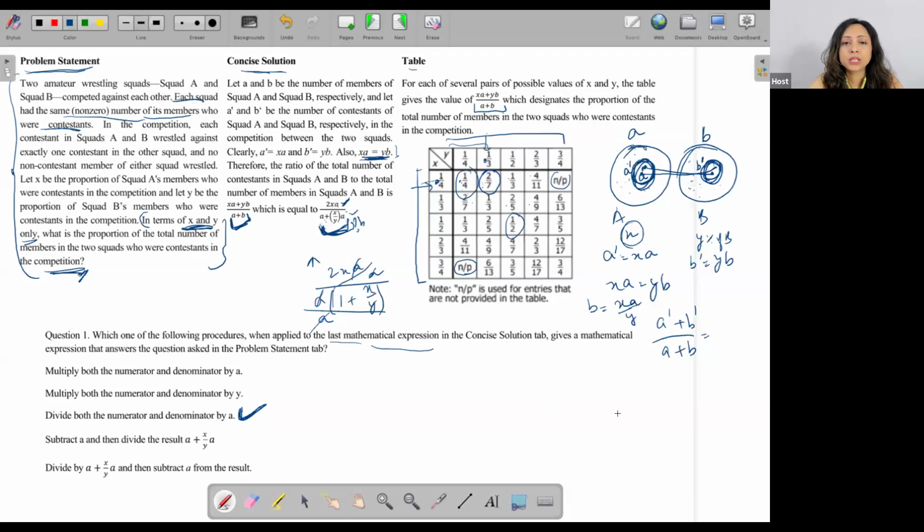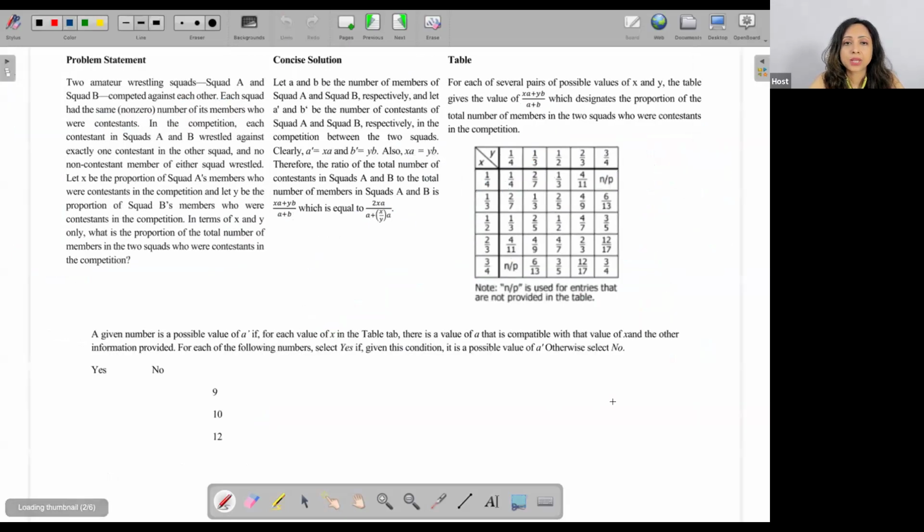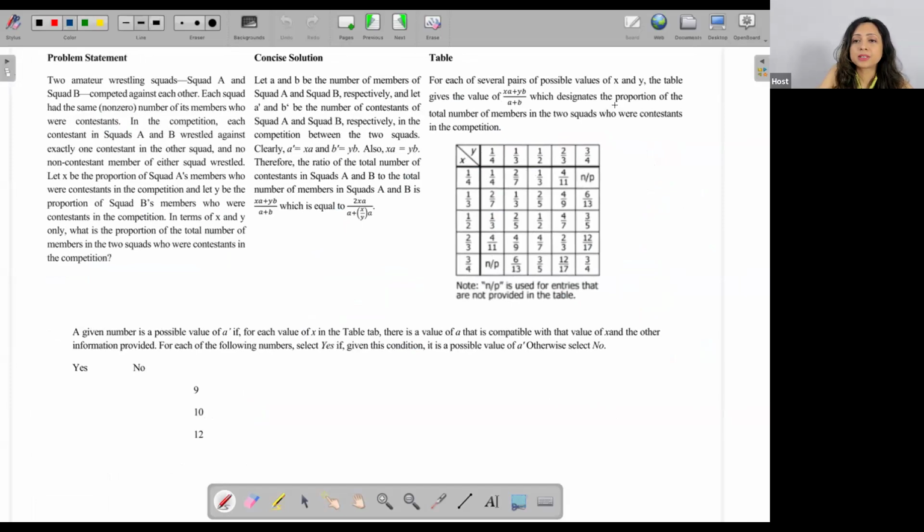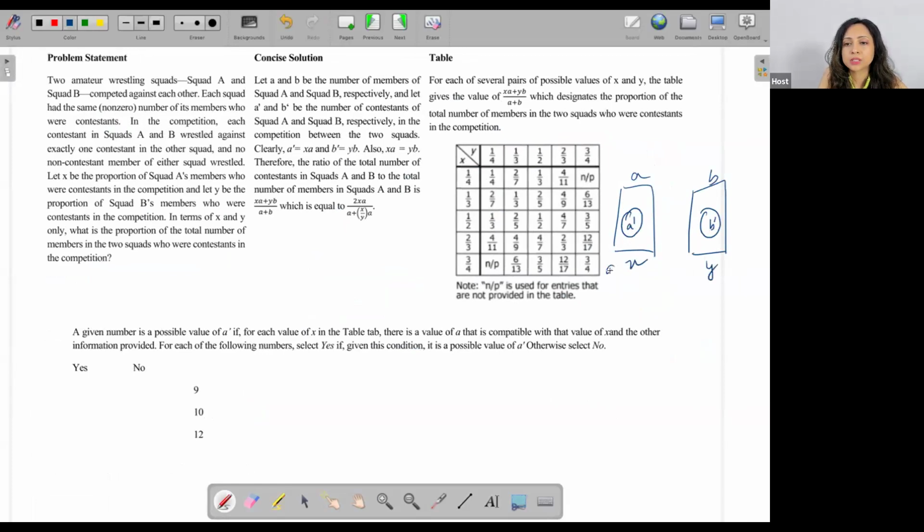Right? Okay, let's go on to the next question now. We're going to lose the diagram. Okay, anyway, take a look at the question. I'll just make the diagram quickly once again. Let's say here, A and B. This is A dash, this is B dash. X and Y, we said A dash is X and B dash is YB.